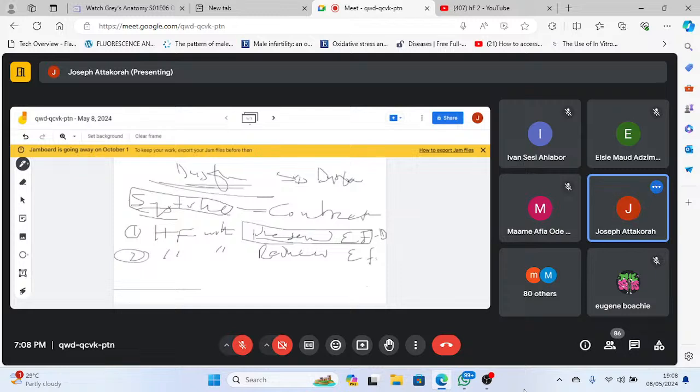Please, is it clear? Yes, please. So the second one, heart failure with reduced ejection fraction. What does it mean? When you say heart failure with reduced ejection fraction, what does it mean? Hurry up.